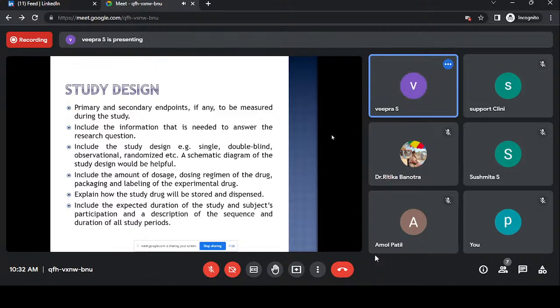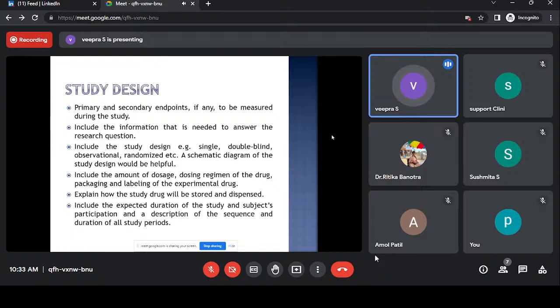Like blinding, parallel group study, factorial study. The different types of designs are used. Parallel studies are used, factorial designs are used, crossover studies are used, control groups are used, randomization methods are present, blinding is present. So which type of study design is being used in our trial will be described. That detailed description of the study design method will be present here in the section.